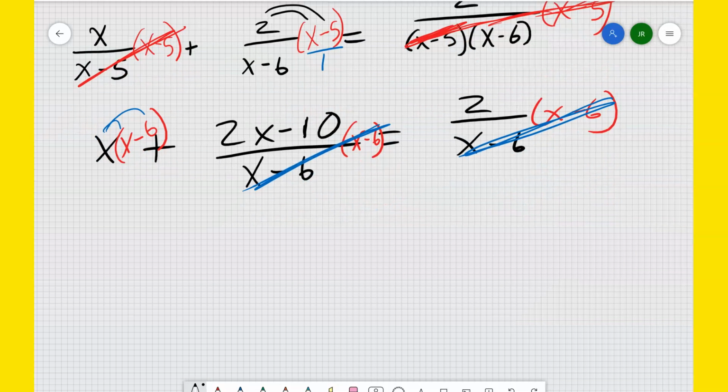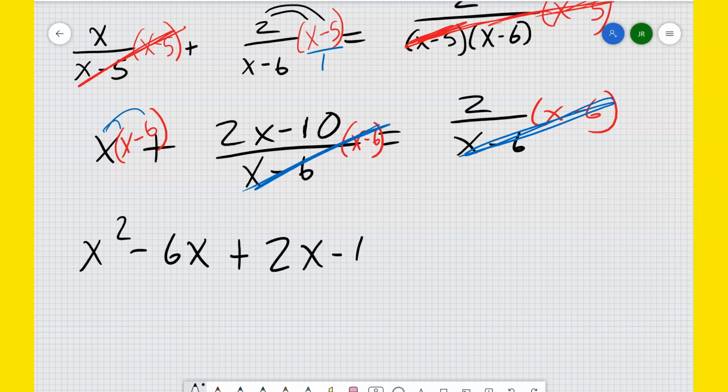That gives me, what's it give me? It gives me x squared minus 6x plus, here I'm just left with 2x minus 10. Equals, here I'm just left with 2. Combine all your like terms. It's going to be x squared minus 4x, and I'm going to go ahead and move that 2 over here.